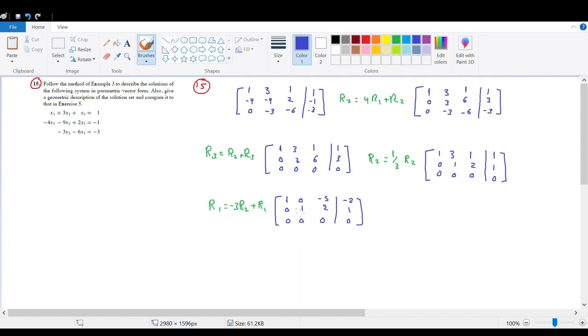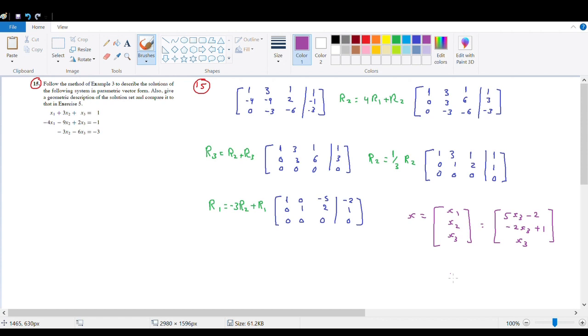So now from here, we want to write x, the solution. So x equals x1, x2, x3, because we have only 3 unknowns. So x1 equals 5x3 minus 2. x2 equals minus 2x3 plus 1. There is no pivot for x3 here, so x3 is a free variable.